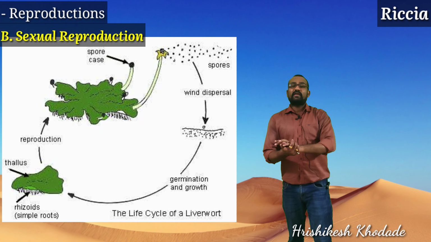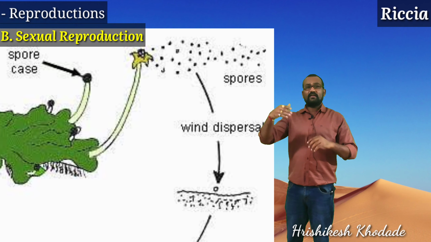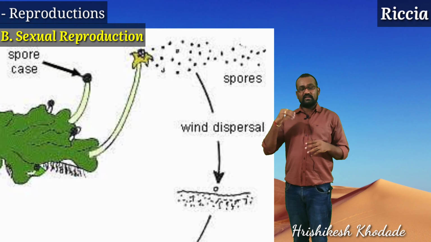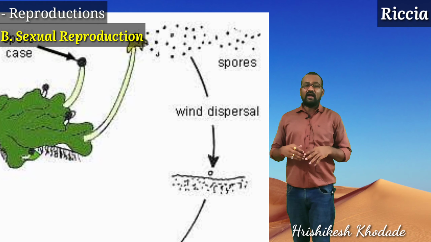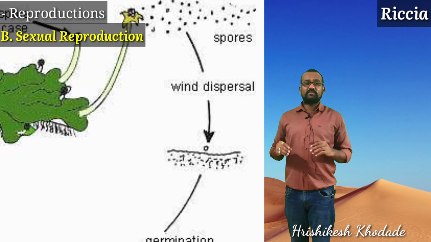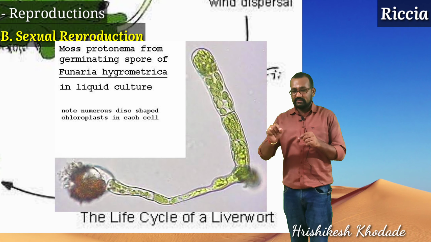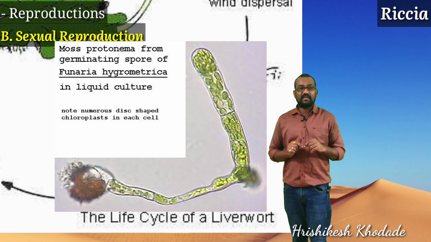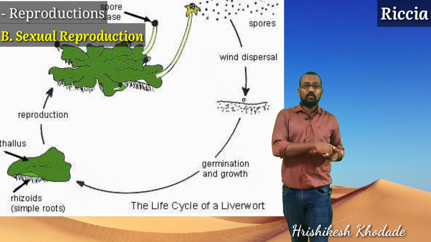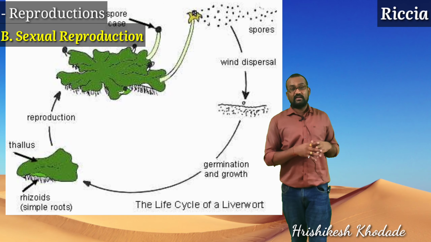So friends, we have reached up to the spores, and these spores after release into the atmosphere will certainly land somewhere, definitely. After landing on the ground, after coming in contact with water, these spores start to germinate and start to produce a filamentous structure in case of mosses. And in case of liverwort and hornwort, these spores may directly develop into the thallus.